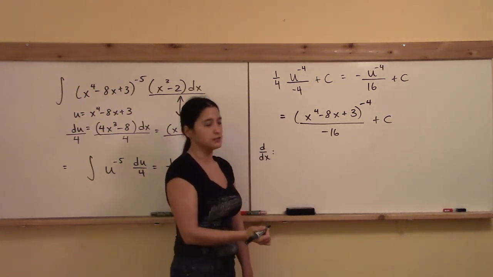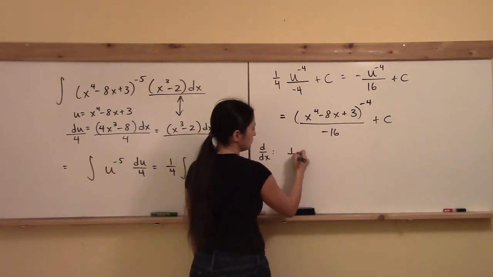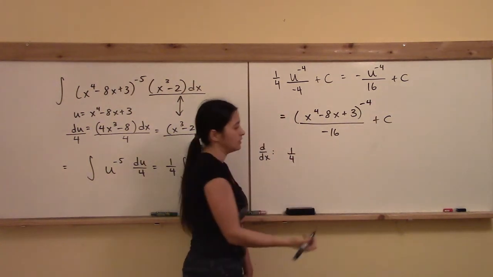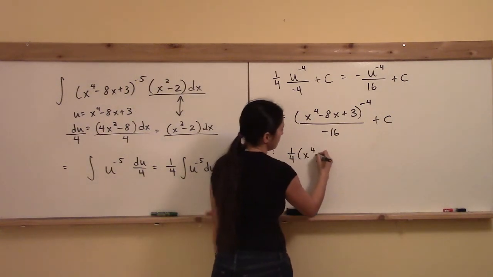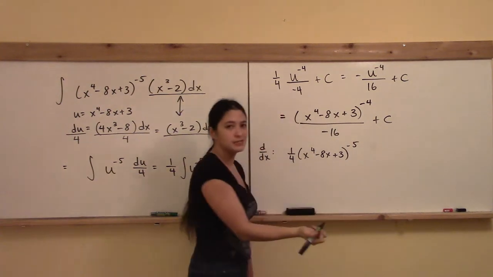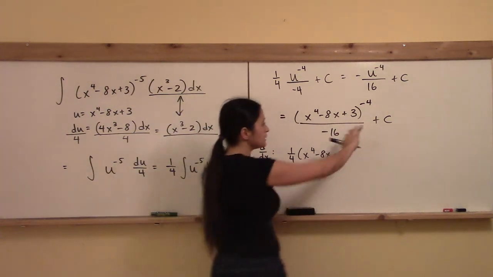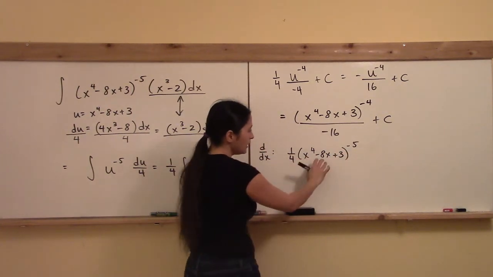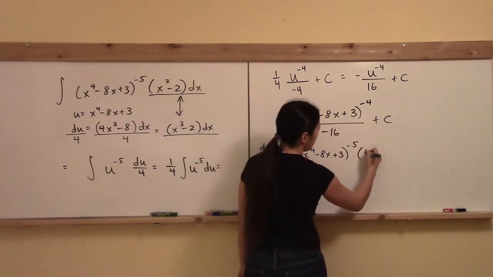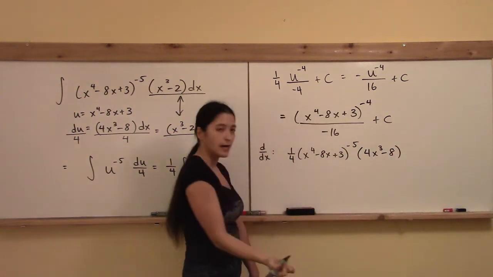It's really handy. The minus 4 cancels with the minus 16 to become a positive 1/4 right there. Then we get the stuff that was inside the parentheses, and that's going to now be raised to the minus 5 because we have to bring it down when we're taking the derivative. The plus c, of course, goes away. And on this term, don't forget that you have to multiply by the derivative of the inside, just like that.